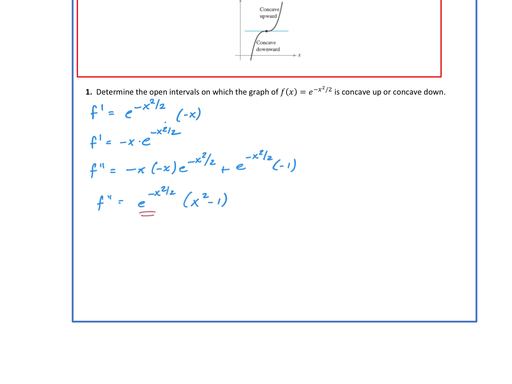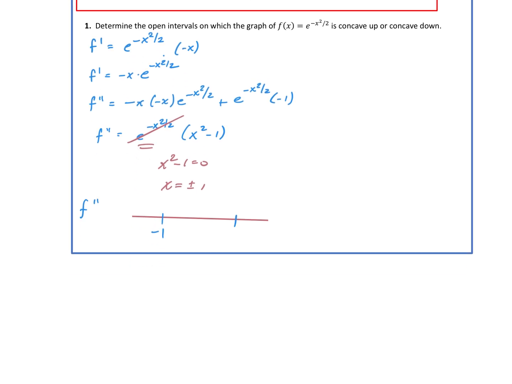So I'm glad we addressed this now, as this happens often. We can always disregard this exponential when we're finding points of inflection or critical numbers, okay? Because we would never set this equal to 0, because it can never be 0, it's exponential. So we sort of just throw it out. So we get x squared minus 1 equals 0, and then x equals plus or minus 1. So I'm going to test around 1 and negative 1. So I'm doing the f double prime test here. So negative 1, 1, that's going to talk about the concavity.